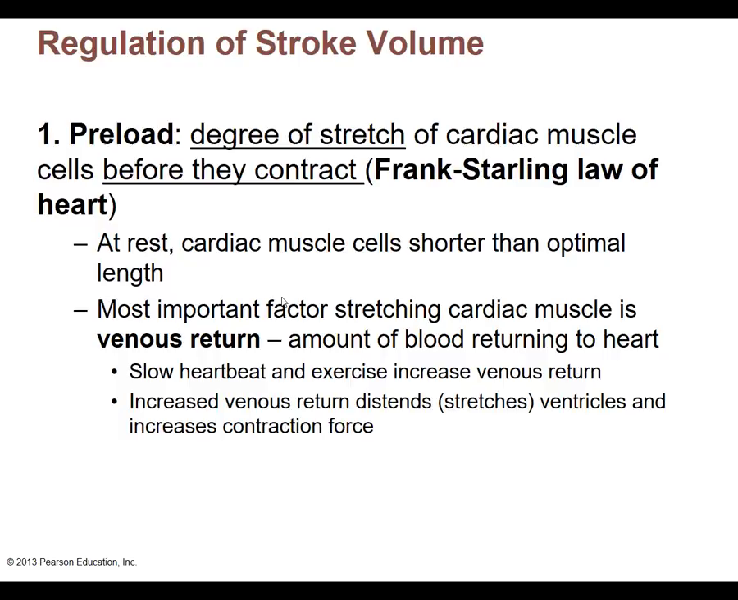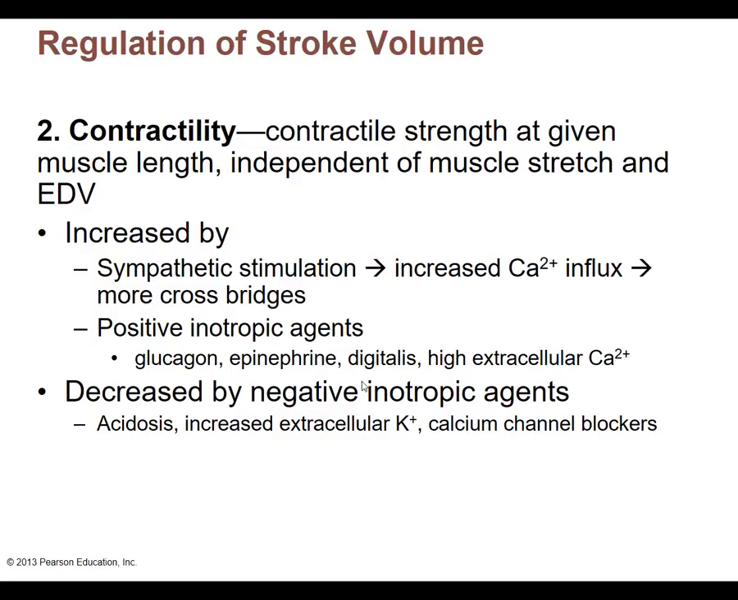Now, exercise improves how much blood returns to your heart via veins. And so this is why people that exercise have more blood getting in there. It stretches more. They have a larger volume. They can generate a stronger contraction, and their heart doesn't have to beat as often. So they have a slower heartbeat. The other part is contractility, which is the actual contractile strength at your given muscle length. This is independent of your end diastolic volume. So this is just the strength of the contraction.